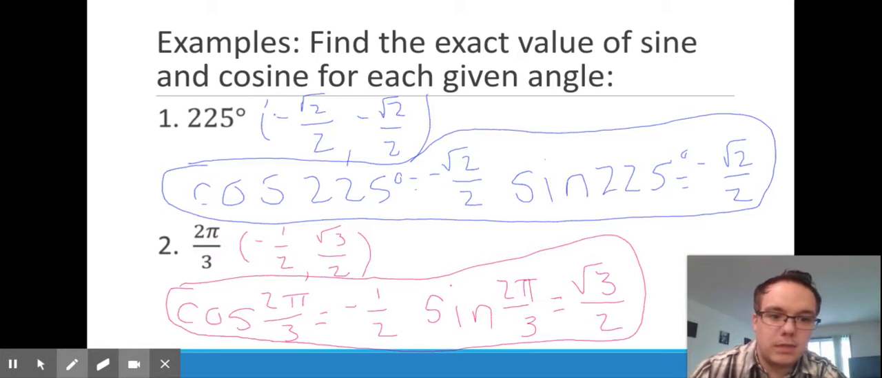Basically, you just have to look on your unit circle, find the angle you're given, and then if you're looking for cosine, give the x-coordinate. If you're looking for sine, give the y-coordinate.